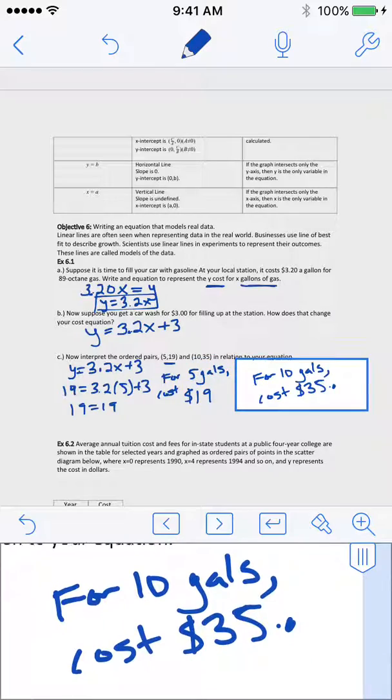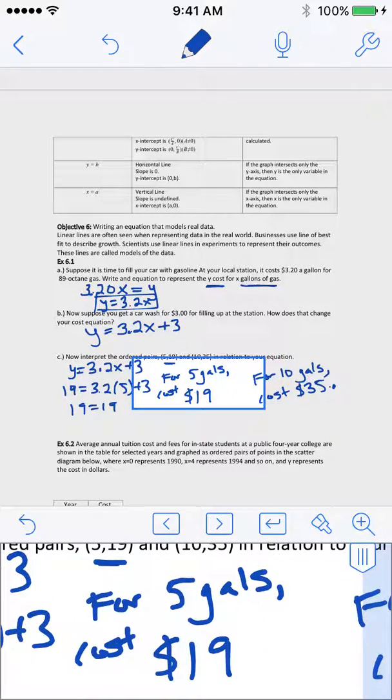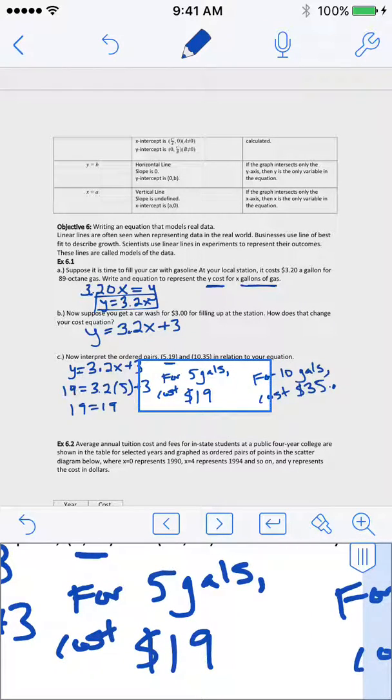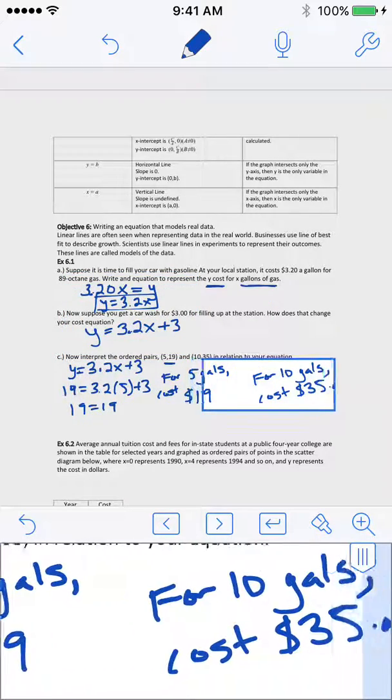So if you only have 20 bucks in your pocket, you're probably going to go with the 5 gallons instead of the 10 gallons, right? Or maybe you'll ditch the car wash or something like that, right? So you want to make sure you can plug in and stuff like that. And that's basically how equations model in real life.